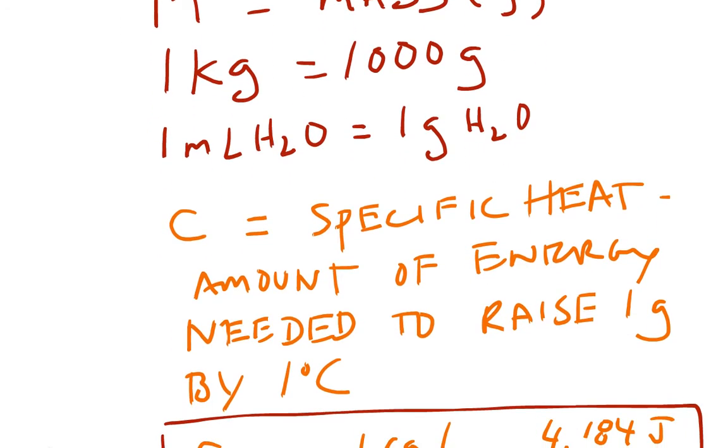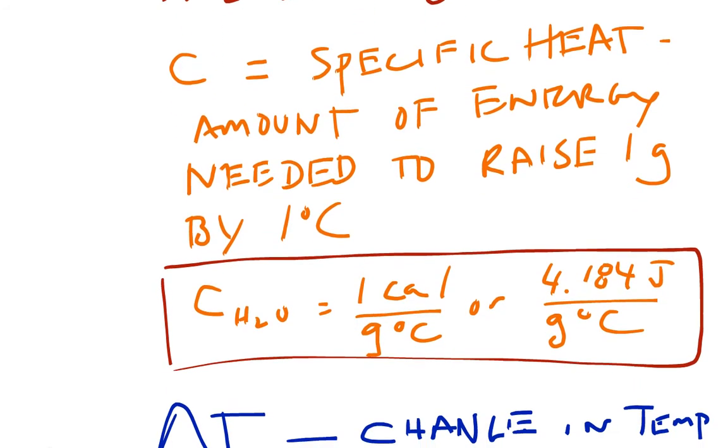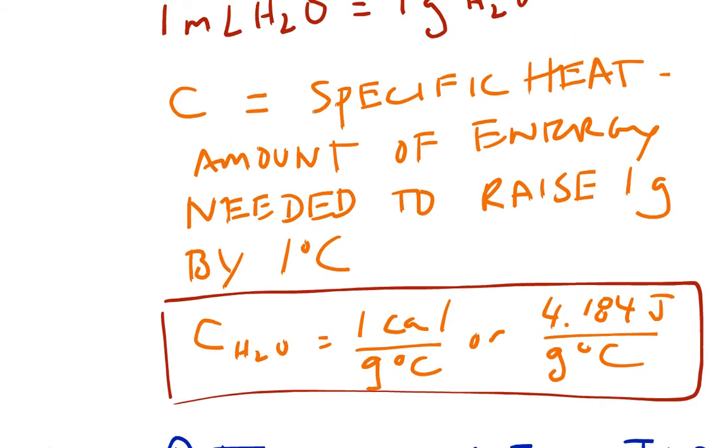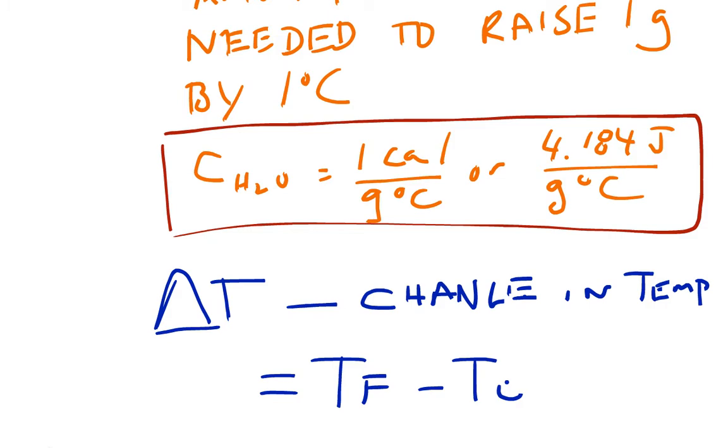The specific heat of a substance is the amount of energy needed to raise 1 gram of that substance by 1 degree Celsius. If we're talking about water, the specific heat of water equals 1 calorie per gram degree Celsius, or 4.184 joules per gram degree Celsius. Delta T refers to the change in temperature, where we have a starting temperature and a final temperature, and we subtract those two numbers.